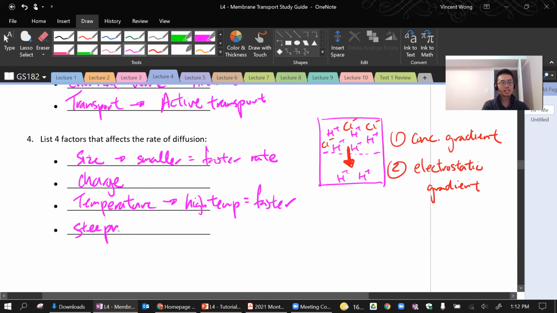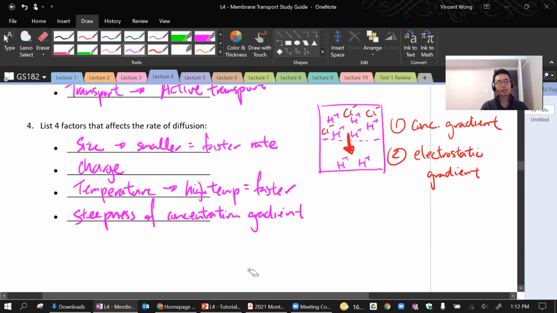So that is the steepness of concentration gradient. Okay, so gradient just means the difference, right? So think about like a ball rolling down the hill. Okay, so if it's not very steep, it will still roll down, but compared to very steep, this is going to roll down faster, right? So the greater the difference between the height of the starting point and the end point, the faster it's going to roll down.